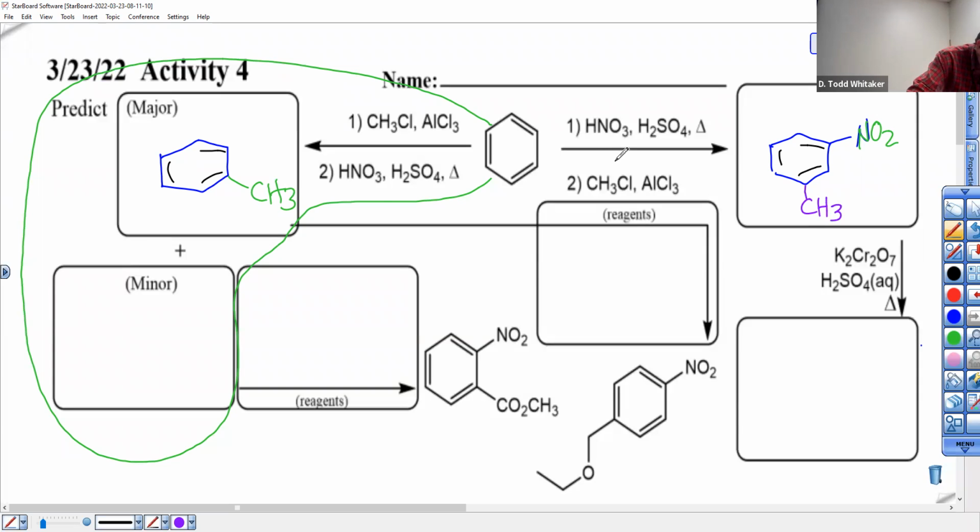When you've got a methyl group on the benzene, the next group is going to go ortho for one of the products and para for the other. So the group's a nitro again. Purple for the second group. Ortho is minor. Para is major.